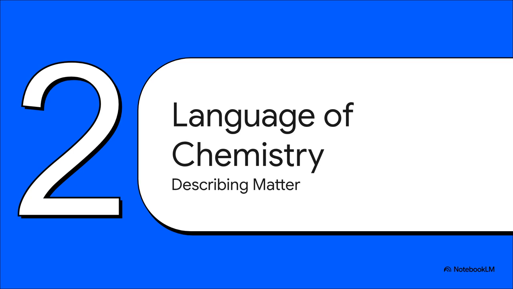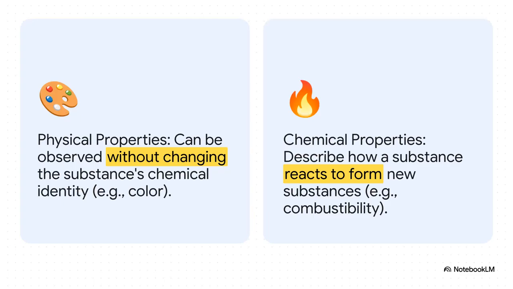So now we know how to sort matter, but how do we describe it? That brings us to our next section, the language of chemistry, which is all about properties. You can think of these as the adjectives of the entire material world. And just like we did with matter, we sort properties into two main categories. You've got physical properties. These are things you can observe or measure without actually changing the substance itself. We're talking about its color, its density, its melting point.